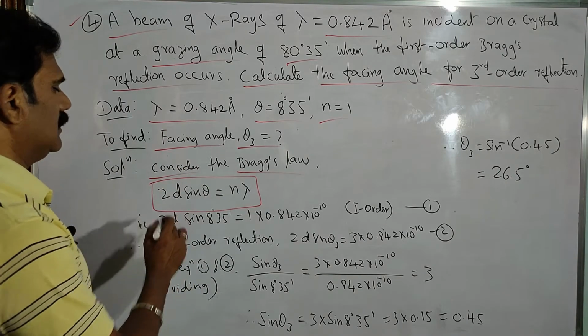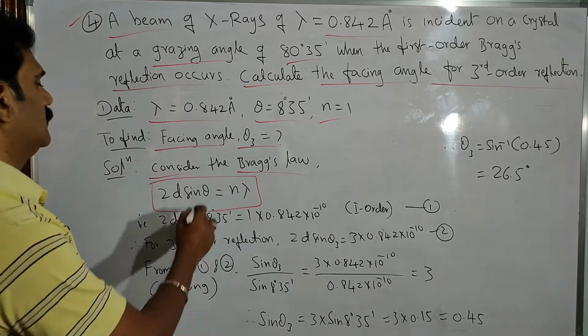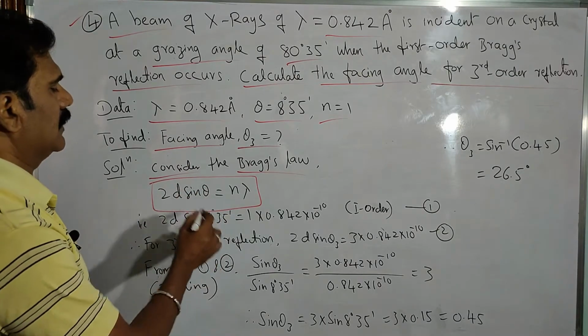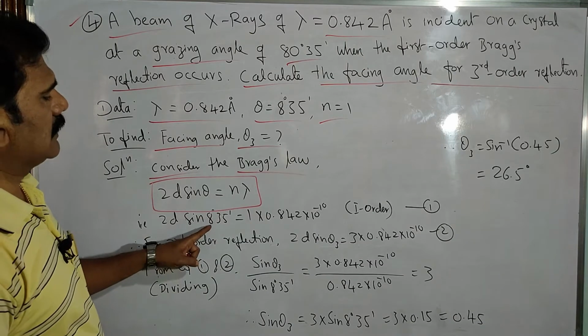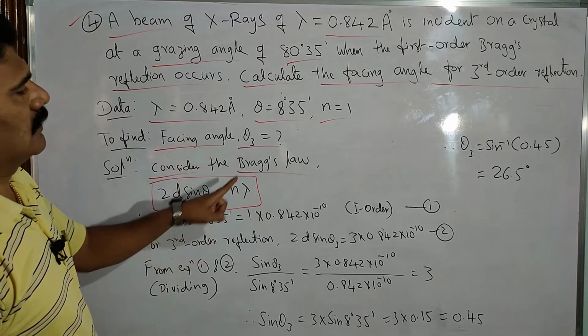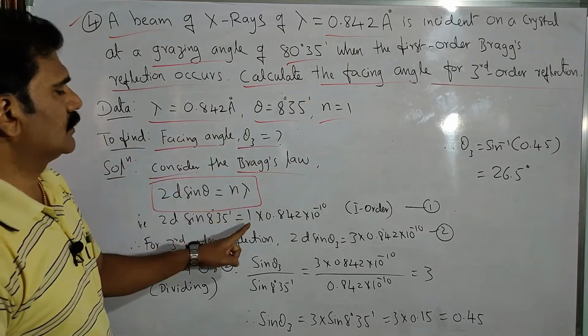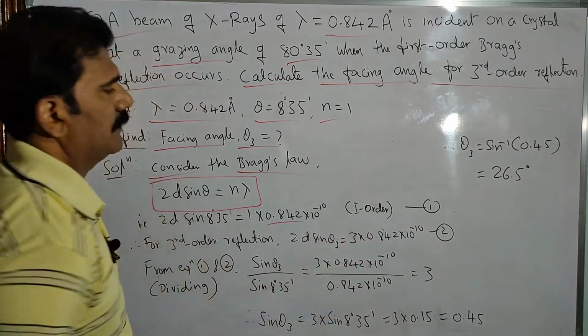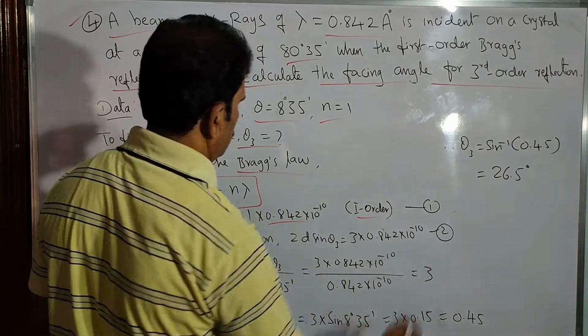So d is the interplanar spacing, not given. Theta is the glancing angle or facing angle, whatever it is. Write down that value of theta as 8 degree 35 minutes for first order. That means n is equal to 1. Substitute n is equal to 1 and corresponding lambda is constant. Okay, for first order it is.